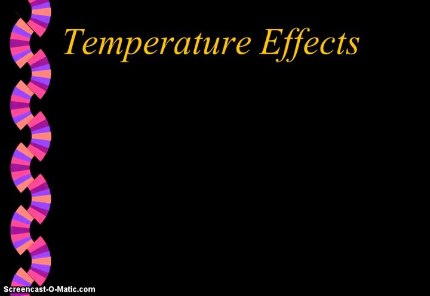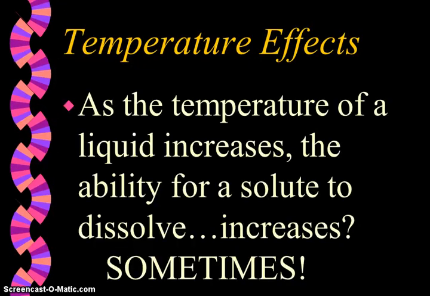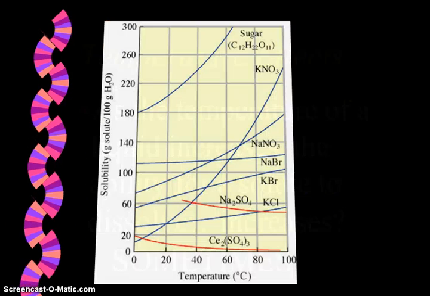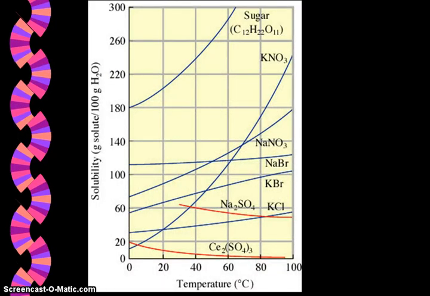Now let's look at the effect that temperature has on solutions. As the temperature of a liquid increases, the ability of the solute to dissolve increases. Well, sometimes it does, and sometimes it doesn't. So if we look at this graph here, we've got temperature along the x-axis, and we've got solubility along the y-axis. And solubility is in terms of grams of solute dissolved in 100 grams of water. And if we notice, for most of the solutes in water, as the temperature goes up, the solubility goes up. And that's typical, especially when the solute is a solid.